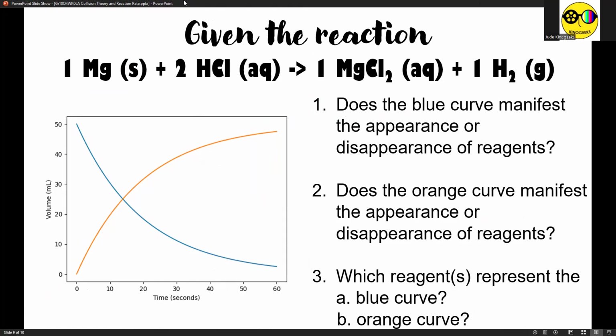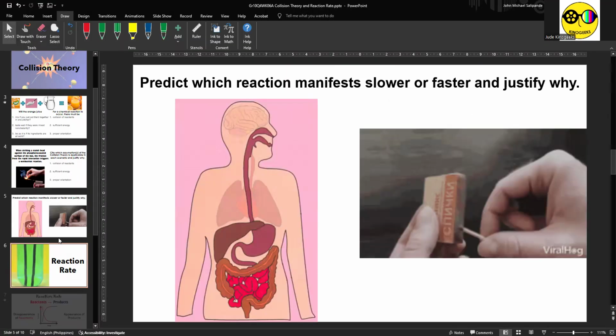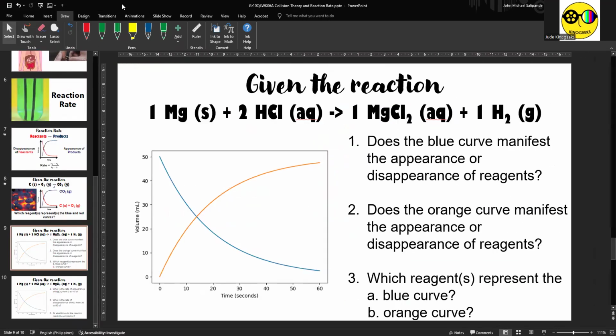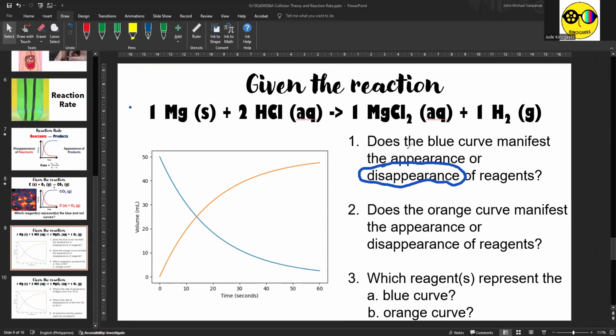So the amount or concentration of the reactants and the products are represented by a blue curve and an orange curve. Okay? So, palitan ko lang. Yan. So, does the blue curve manifest the appearance or disappearance of reagents? I don't specifically denote whether it's reactant or the products, no? But as you can see in the blue curve, it represents decreasing volume over time. So therefore, you have the disappearance of reagents. In this case, we're referring to reactants.